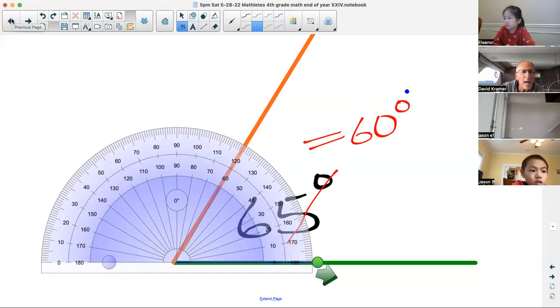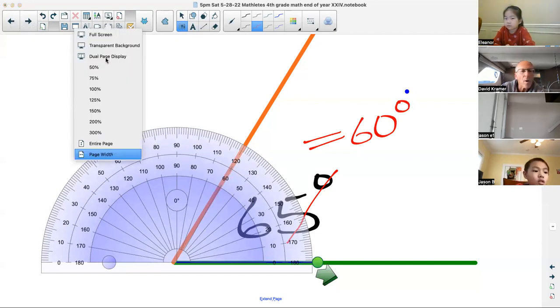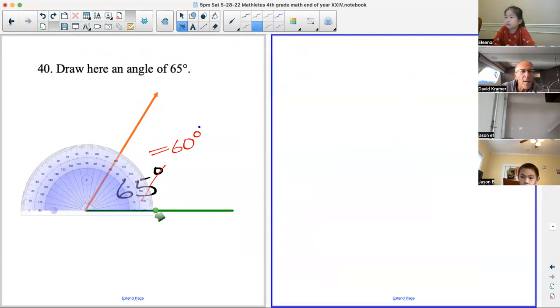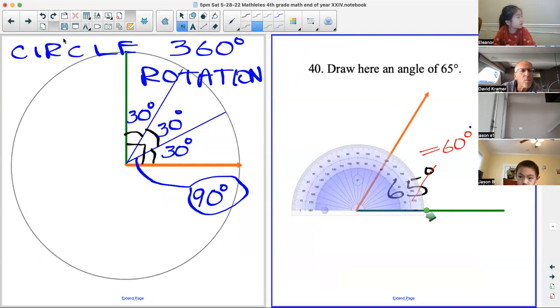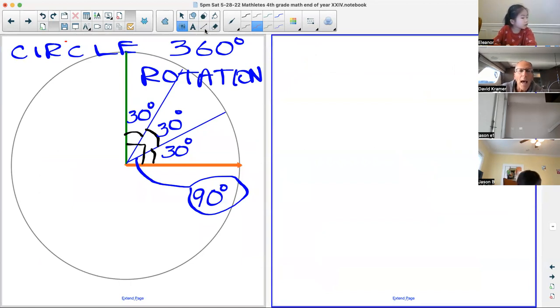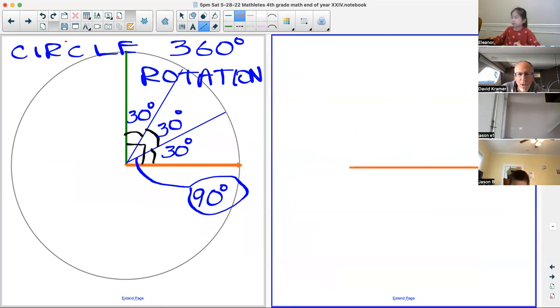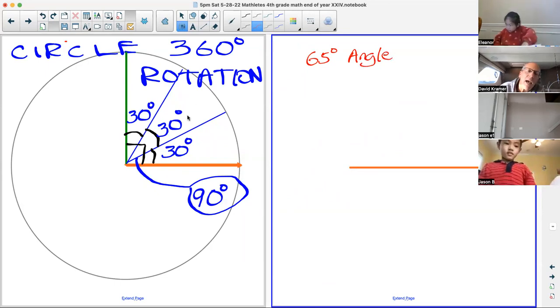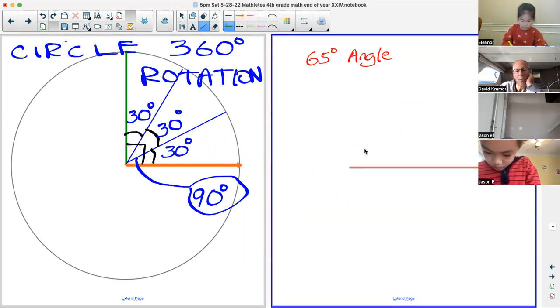Now, let's try again. This time, I'm going to give you another chance with a blank page, just like this. Let's see, one more try. There we go. And I want you to try to do a better job than Mr. Kramer at drawing your 65-degree angle. Remember, it's a 65-degree angle. And use the angles to the right here. And I'm going to try it again too and see if I do any better.